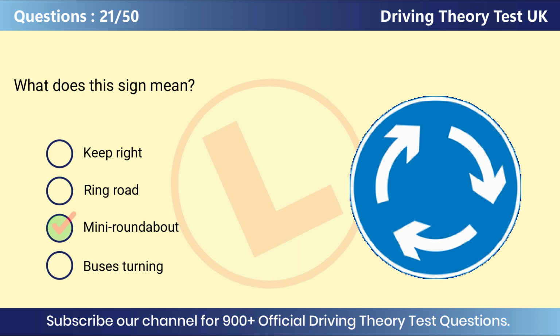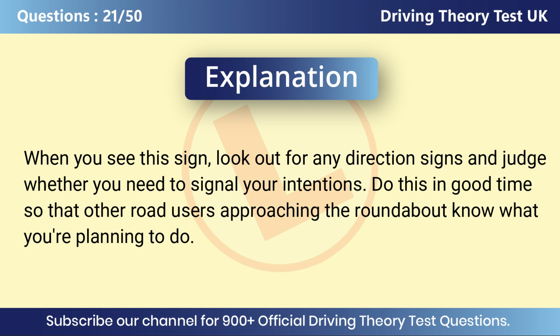C. Mini roundabout. When you see this sign, look out for any direction signs and judge whether you need to signal your intentions. Do this in good time so that other road users approaching the roundabout know what you're planning to do.